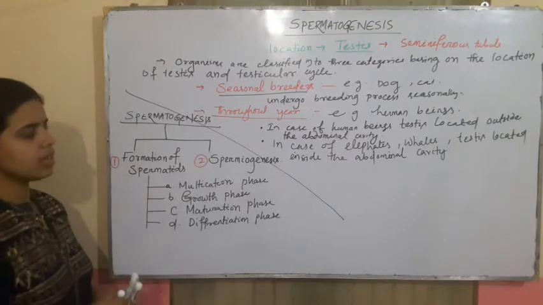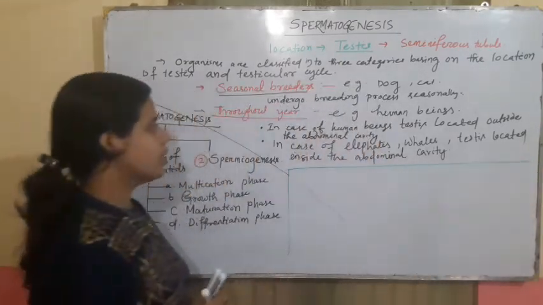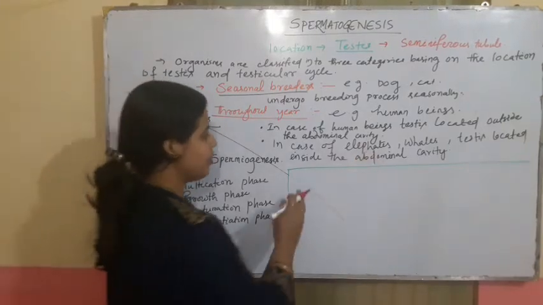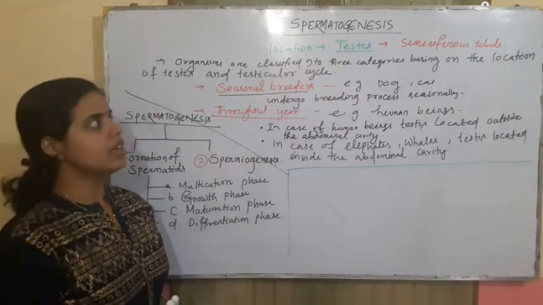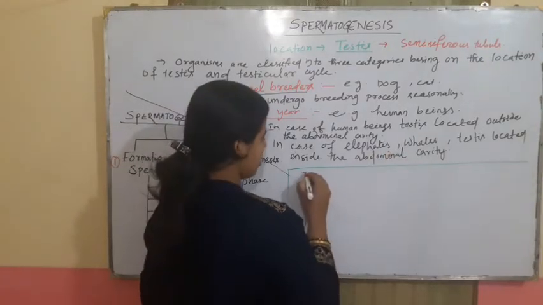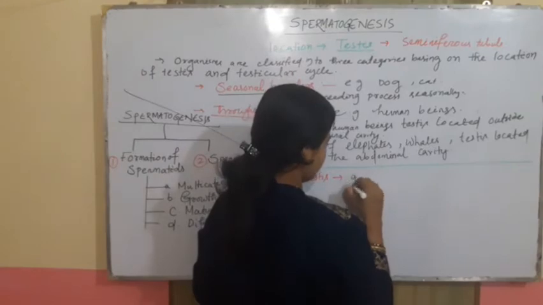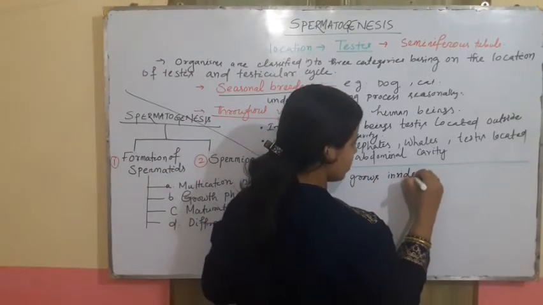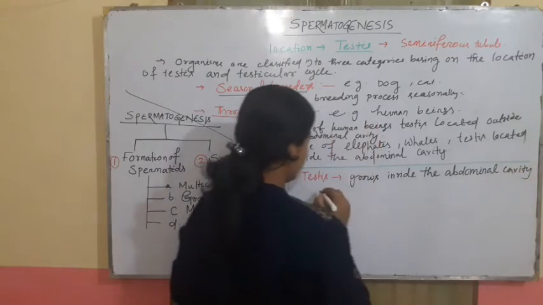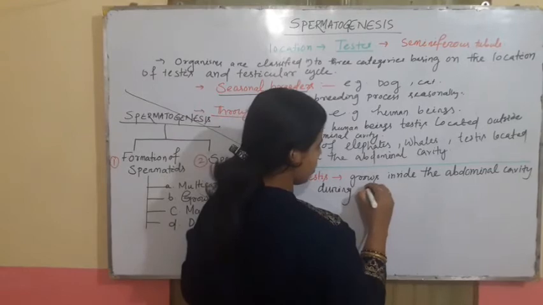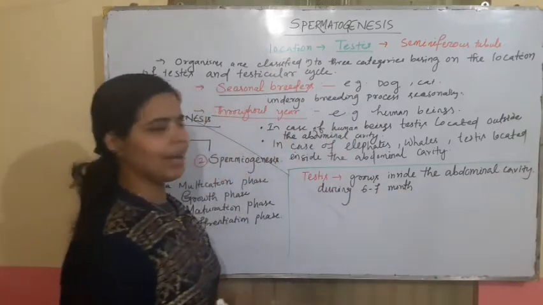And for all these processes, one more thing I can tell here is that the testis is located inside the abdominal cavity. So how do we know the exact location? It is the seminiferous tubules, which are present inside the testis. And these testes, in the case of a male, grow inside the abdominal cavity actually.